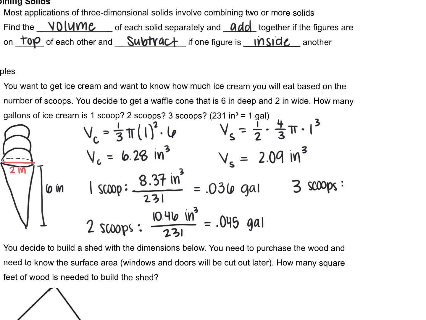And then lastly, for 3 scoops, we'll take the 2.09 times 3 plus the 6.28. So 12.55 inches cubed. Then we'll divide by 231, and we're going to get 0.054 gallons. So not a lot of gallons of ice cream in 1, 2, and 3 scoops based on the size of this waffle cone.